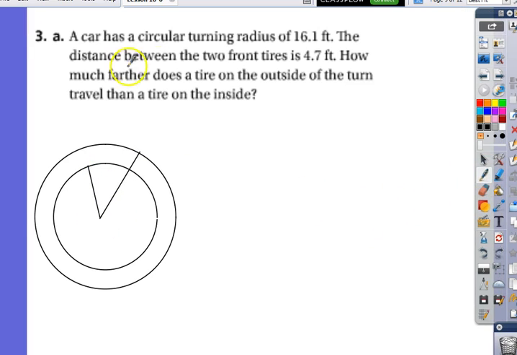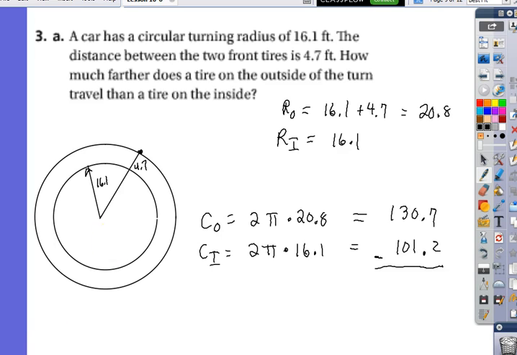So according to the problem, the car has a turning radius of 16.1 feet. The distance between the two front tires is 4.7 feet. So let's say this is the outer tire, and this is the turning radius. I'm not sure whether the turning radius would be measured from the inside or the outside tire. I don't think it matters. So let's say it's from the inside tire. 16.1 will be the inside tire, and this is 4.7. So you tell me how much more the outer tire travels than the inner tire.